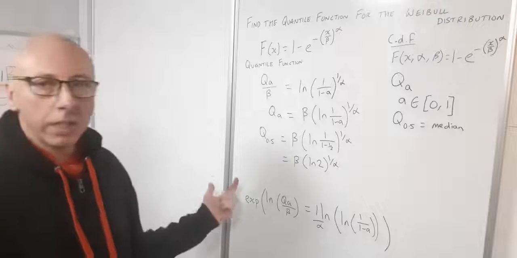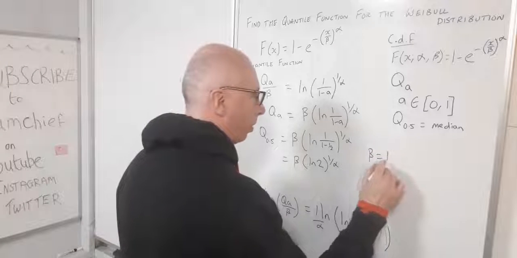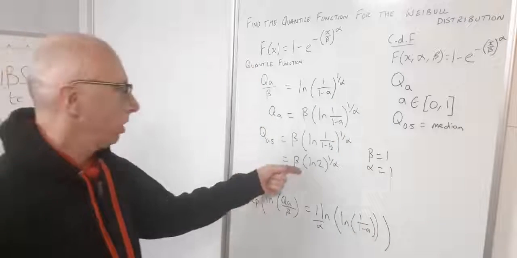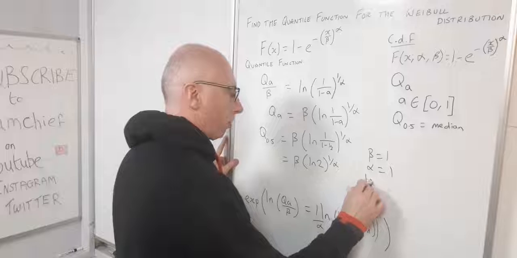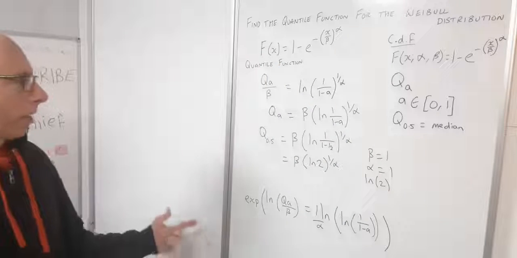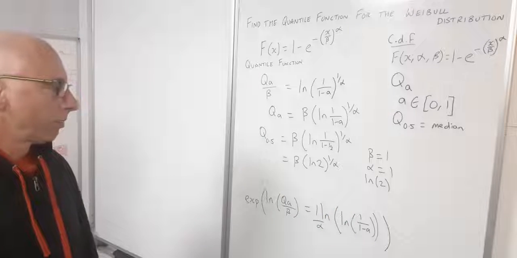Now for example, in the case where beta equals 1 and alpha equals 1, my quantile would just become the natural log of 2. Okay, so that is my quantile function for my Weibull distribution.